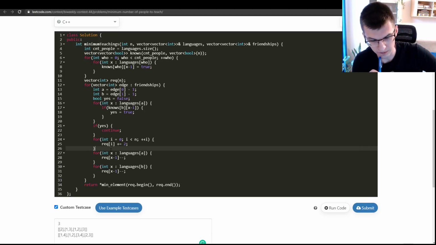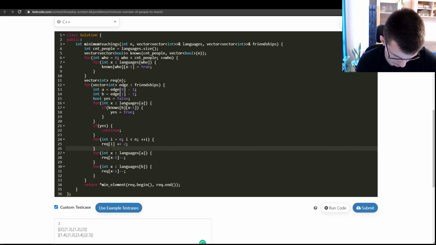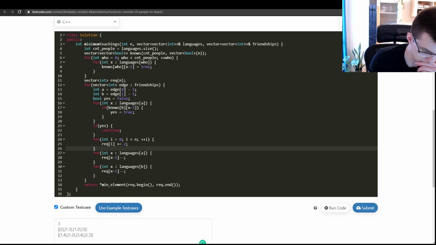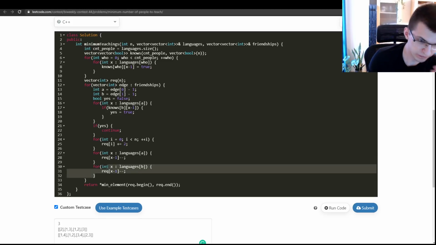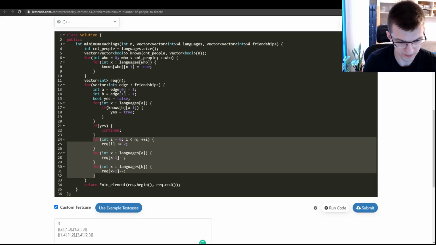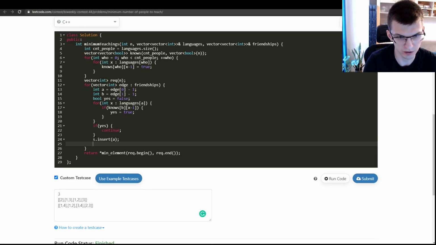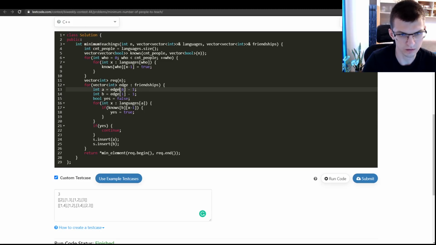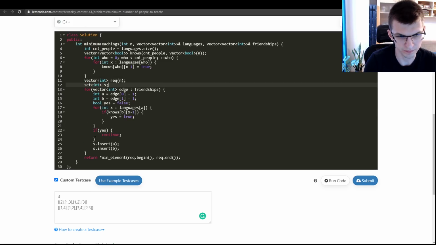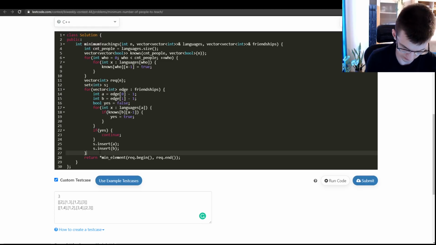So if they don't know each other and one of them knows languages 1, 3, 5 and the other 2, 4, 6, it just means that whatever language I choose, I need to teach everybody. I think that instead of this, I should just say some set of people, insert A and B. Those people, they are bad and I need to teach them something.